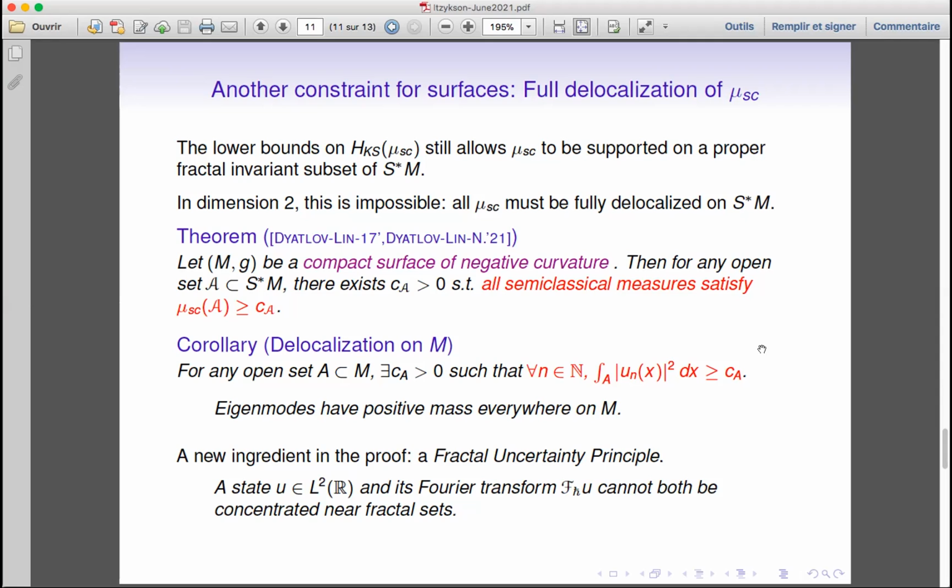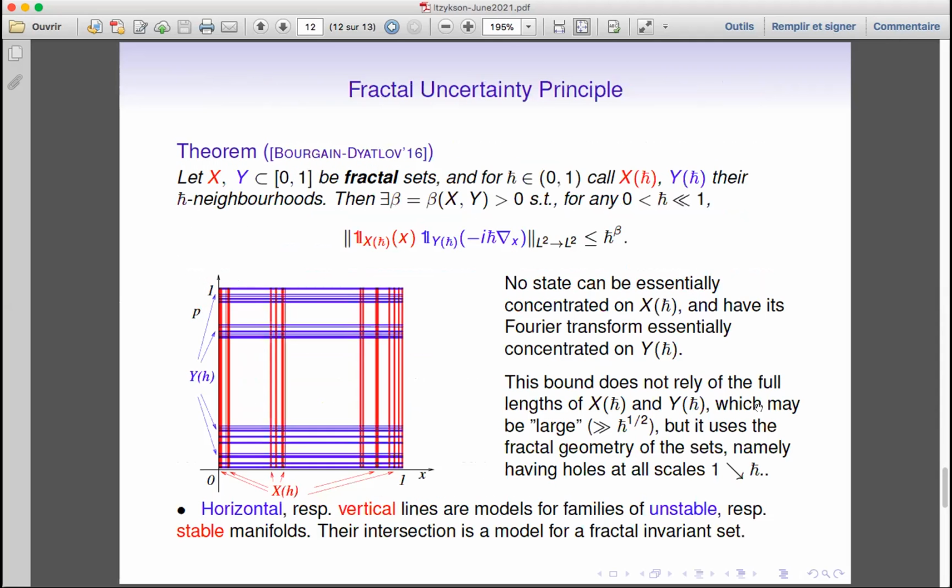So I will just sketch, because I'm late, the idea of one tool which was used in this proof. It's a tool which was discovered by Bourgain and Dyatlov 5 years ago. It's called the fractal uncertainty principle. It is an uncertainty principle because it tells you that an eigenstate and its Fourier transform cannot be simultaneously essentially localized on fractal sets. One way to express this is to look at two fractal sets X and Y on the unit interval, thickened to the Planck scale, or the wavelength h bar.